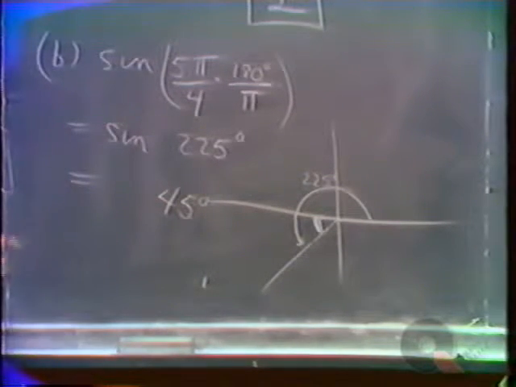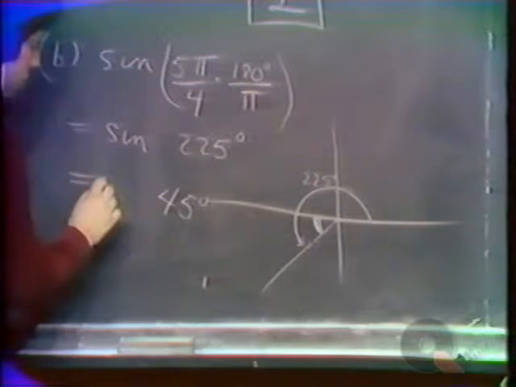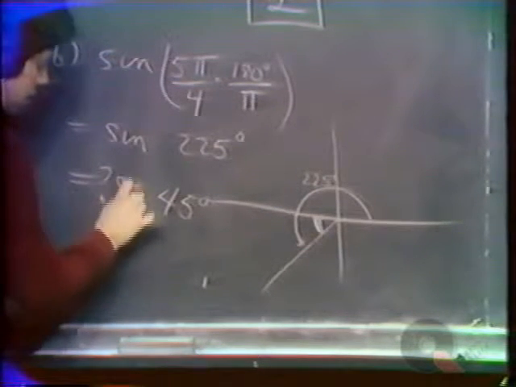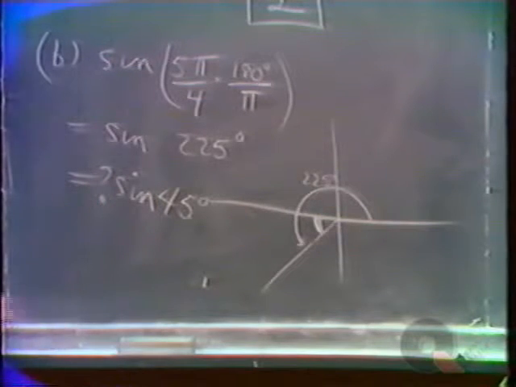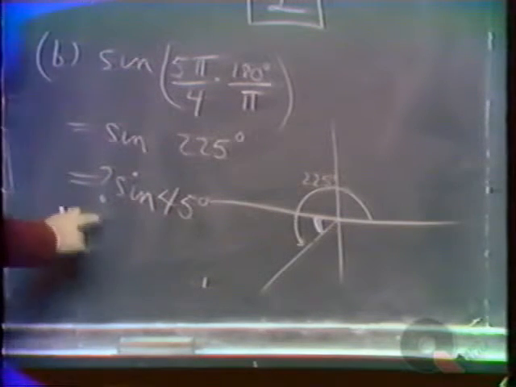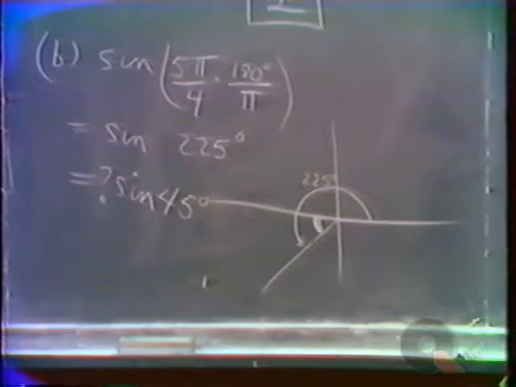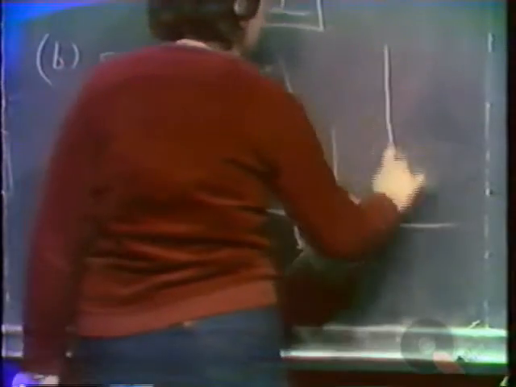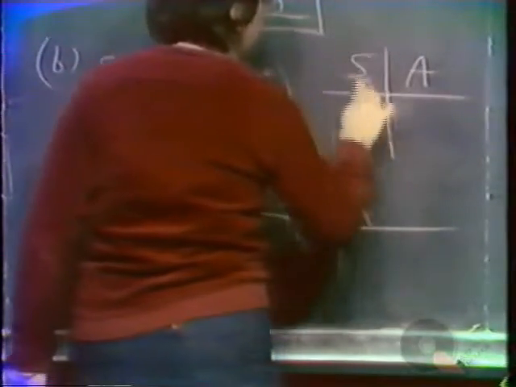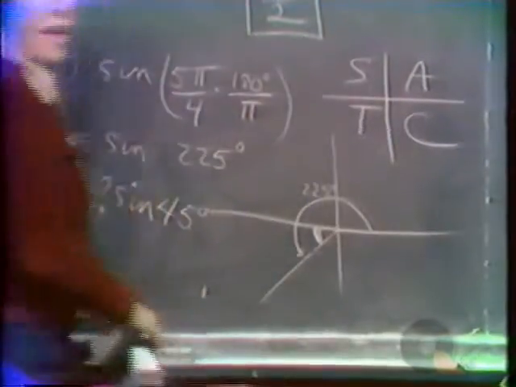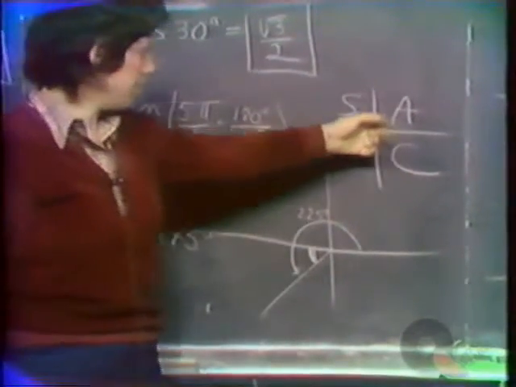We know that the sine of this angle is going to be equal to plus or minus the sine of the corresponding acute reference angle. Now this question mark means I have to determine if it should be plus or minus the sine of 45 degrees. And how do I determine that? I make use of the device. There's a mnemonic for this.